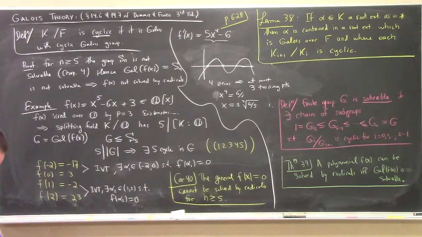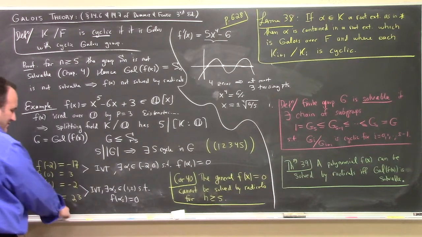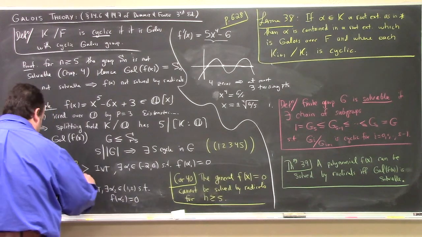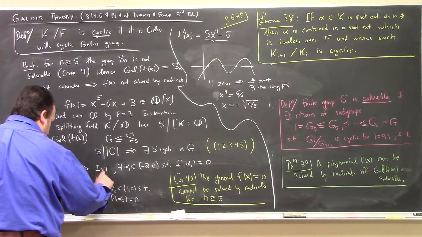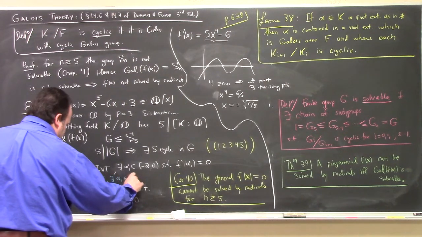Let's see here. Oh, wait a minute, I missed one. There's also a 0 between minus 2 to 0 and 1 to 2. I missed the 0 to 1. Oh, duh. Look, I'm an idiot. Look, this is right here, right? This means that by IVT, there exists alpha 3 in 0 to 1, because it changes sign there, doesn't it?